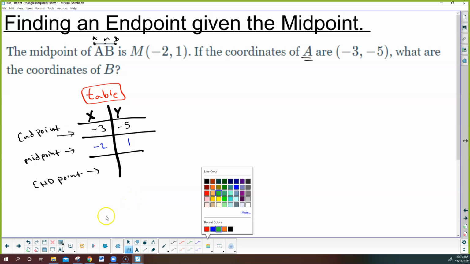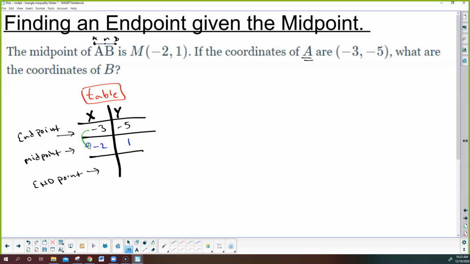Well, we're just reversing our thinking from the last formula. So what do I do to go from -3 to -2? Well, I added 1, right? -3 plus 1 is -2. And then what did I do to go from -5 to 1? Well, I went from negative to positive, so I'm adding, and those are 6 units away. So I added 6 to go from -5 to 1. So that's how I went from one endpoint to the middle, but since this is the middle, that means to get to the other endpoint, you do the exact same thing.